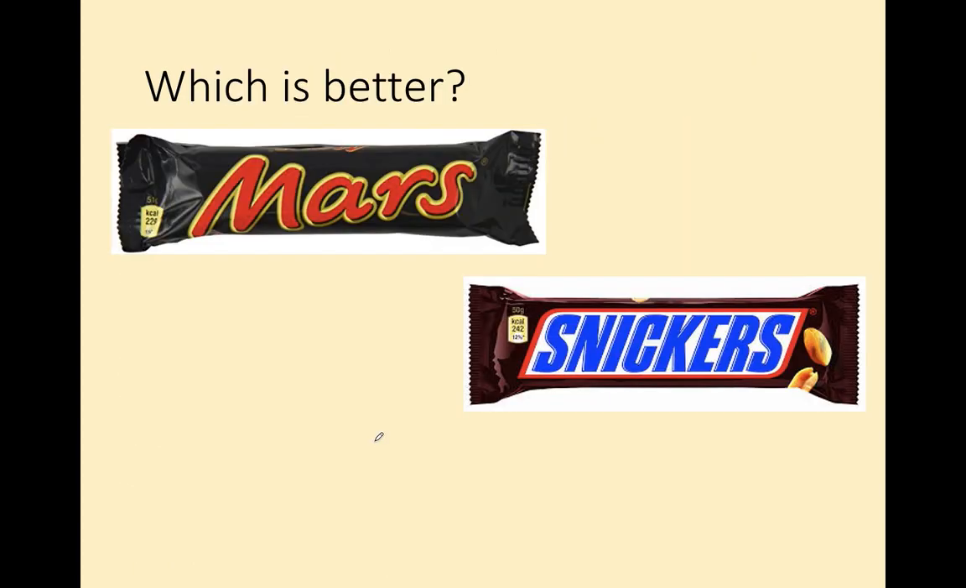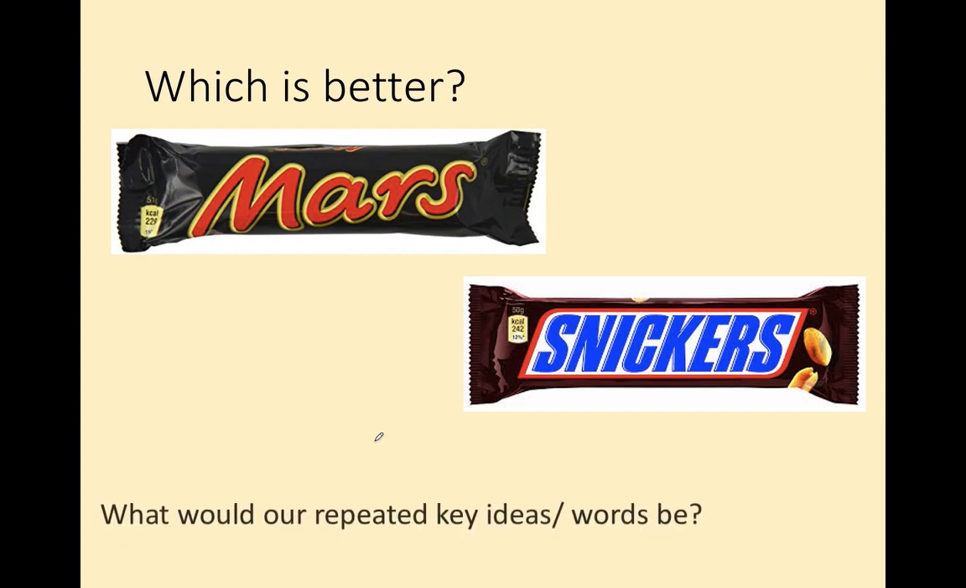So let's move on. I'm now going to model you a paragraph using "which is better, Mars or Snickers" as my example. I'm going to do this as a live model. I've already had a thought about some of my ideas and what they might be, but I haven't written this yet, so I'm going to do it live to show you how I would construct a paragraph. So Mars is most definitely my favourite chocolate bar. I don't know about you. And I'm going to write about why.